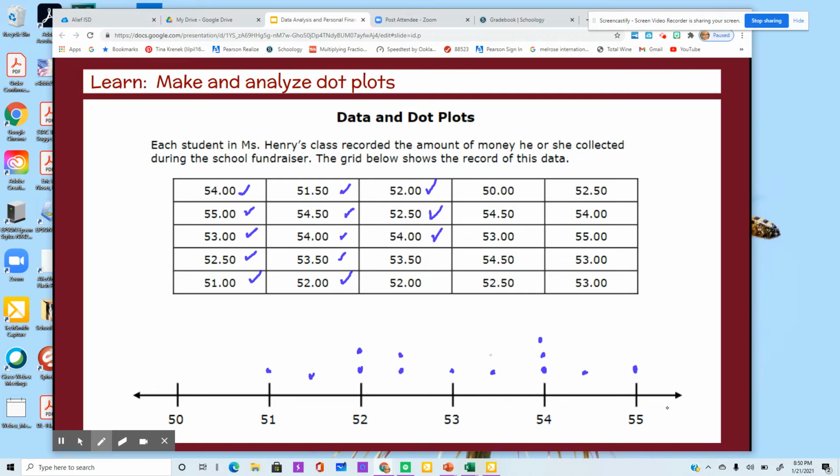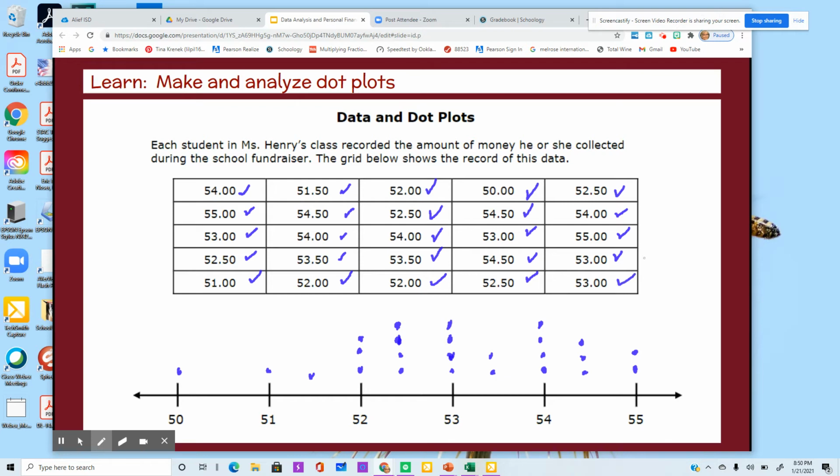52, 52 again, 52, 50, 54, 53, 50, 52 again, we have a 50, a 54, 50, a 53, another 54, 50, a 52, 50, another 52, 50, another 54, a 55, a 53, and another 53.